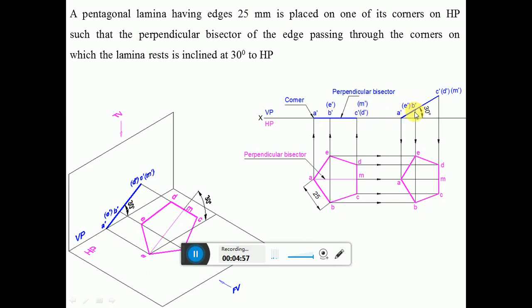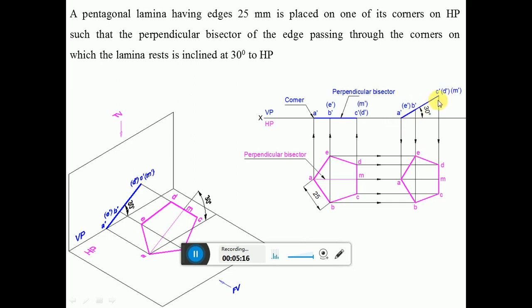So you are going to get the points B dash and E dash. Similarly you get C dash, D dash, and M dash. So you draw this line, because that is the front view, where the perpendicular bisector A dash M dash is inclined at 30 degrees to HP. So you are going to get the inclination.